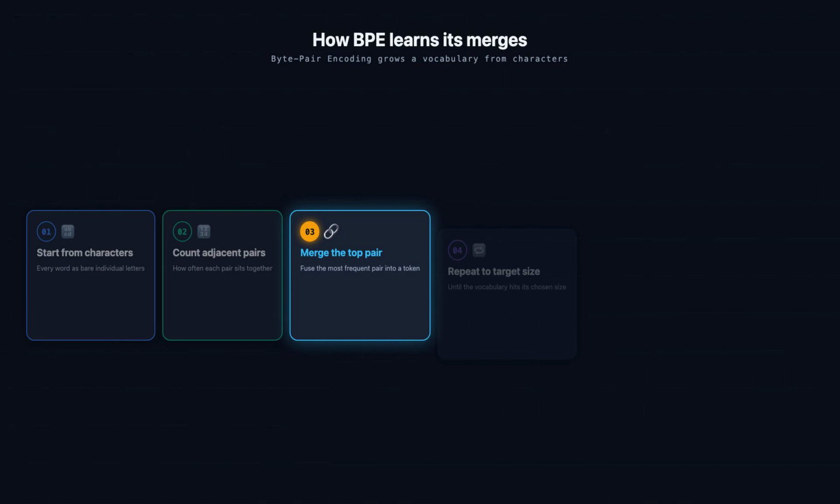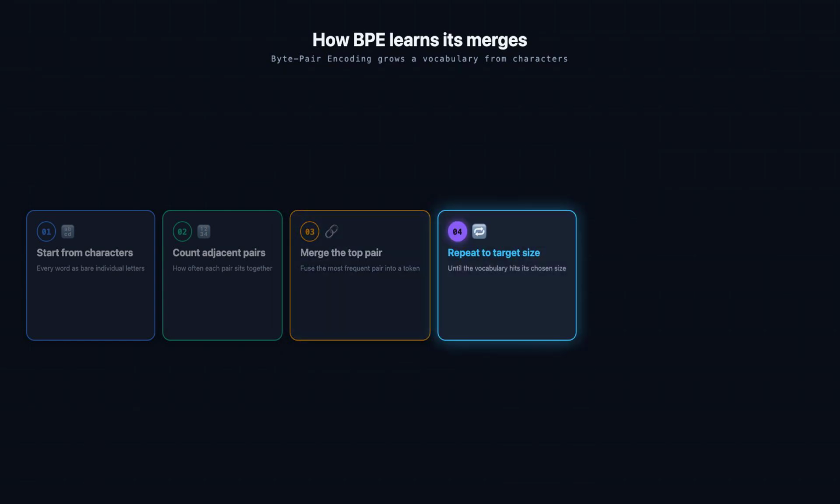That common T and H become a single unit, and everywhere they appeared together in the corpus, they are now treated as one piece. Then you simply repeat, counting pairs and merging the most frequent one over and over. Slowly, frequent words fuse back into whole tokens while rare ones stay in pieces, and you stop once the vocabulary reaches the size you picked. That size is the main dial you control.